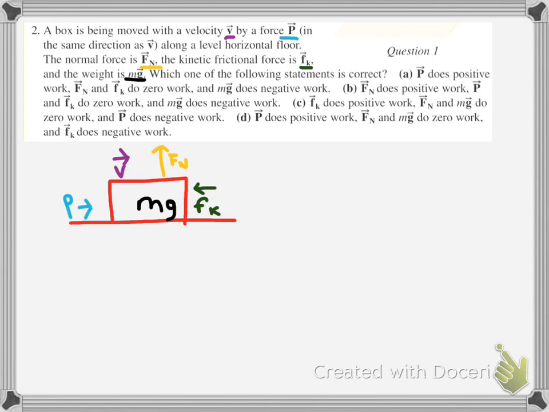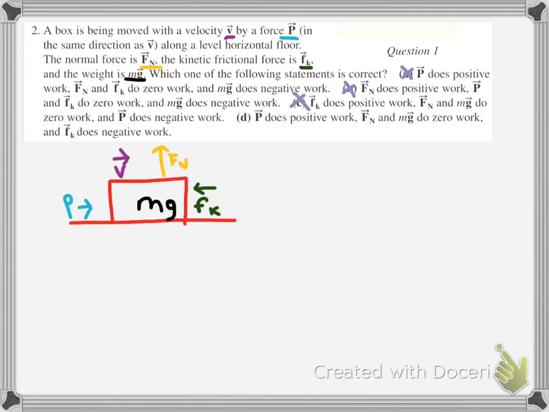So, which of the following statements is correct? A wouldn't be correct because P does positive work, which is correct, but if mg does negative work, then it does not allow the box to move in the same direction as v. B is incorrect because if Fn does positive work, then it also doesn't allow the box to move in the same direction as v, because the box would now have another external force making the box move in another direction other than the direction which v is going.